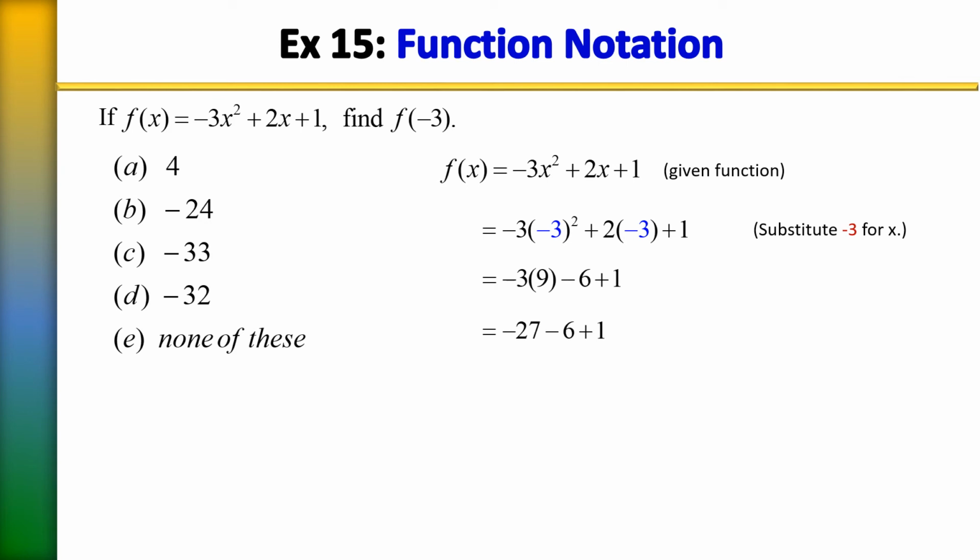Moving from left to right, we come to combining a -27 with a -6. That's going to give me -33. And now combining a -33 with a +1, signs are different, subtract, take the sign from the larger number, is going to give me -32, which is choice D. And there you have it, function notation and evaluating functions.